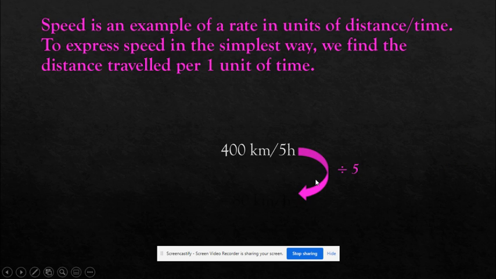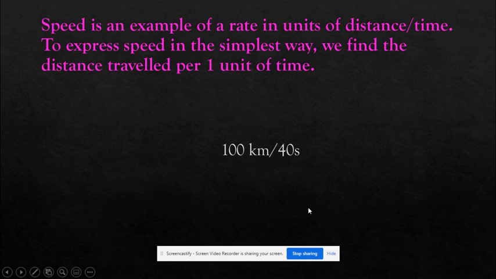So by dividing it by 5, you put your answer there. You've got to divide this side by 5 as well. And you do that, and you would get 80 kilometers per hour. You don't put the 1 hour in, but that's what you're wanting it to do. You're showing that it's 1 hour.